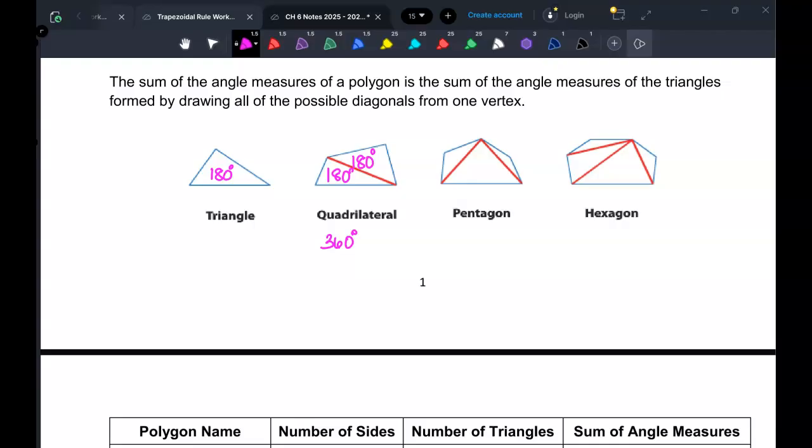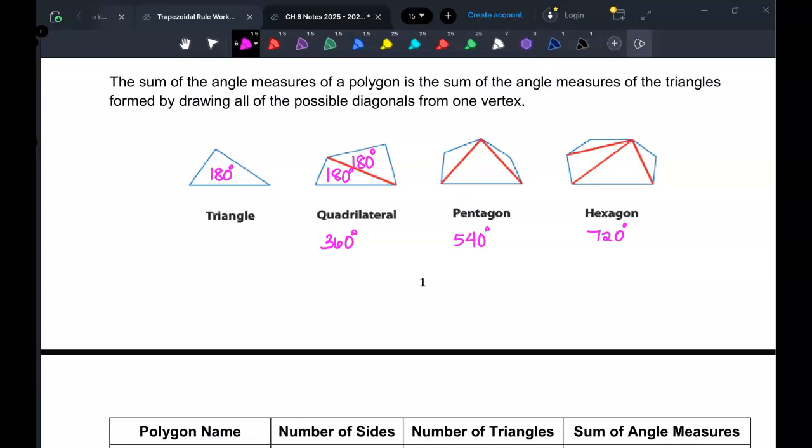All right. Pentagon, how many triangles? We end up with 3. 3 times 180. Close. 530. A little bit more. 560. 540. Whew, that was close. Hence the reason I asked you to have a calculator. 720. Wow, look at that mental math. That was probably the easier one.